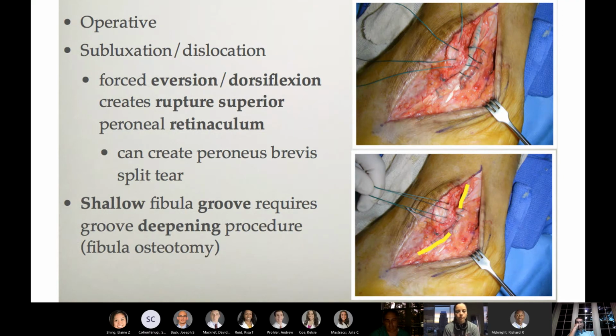They talk about creating a peroneus brevis split tear when you have subluxation of the peroneus brevis on the posterior lip of the fibula, and essentially it's running up and down and making a split tear in the brevis. They're not going to test whether or not to deepen the groove. No.